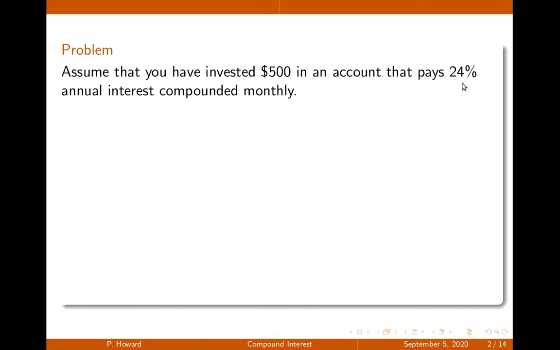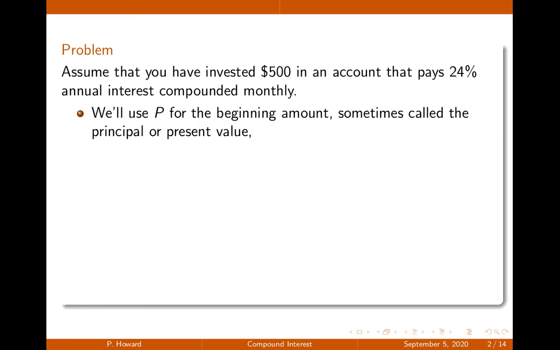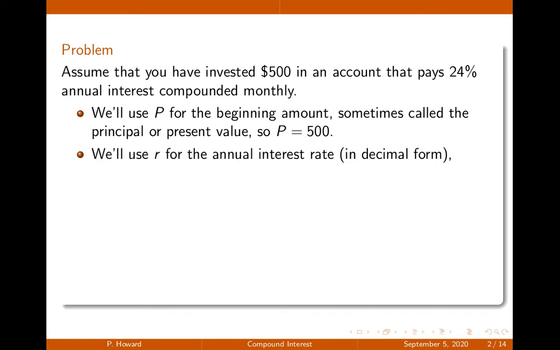It's a fairly high interest rate, but it makes the numbers easier to deal with for this first example. So we will be using a capital P for the beginning amount. This is sometimes called the principal or present value. That's the reason for the letter P. In our case, P is 500. We're beginning with $500 invested.